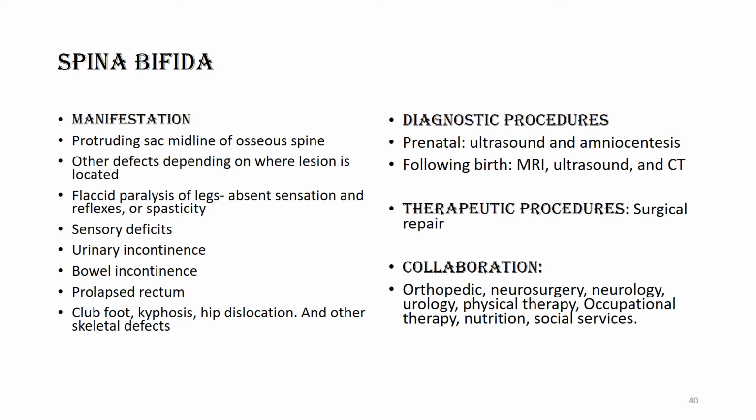They'll have the protruding sac midline, and then the defects depend on where the lesion is. We always see flaccid paralysis of legs, and there's no sensation in their legs or reflexes or spasticity. So we have to be careful that, number one, they don't get sunburned because they won't feel it. Number two, that you don't push them up against a radiator when they're in their wheelchair because they won't feel it. A heating pad could be dangerous to this kind of a child.